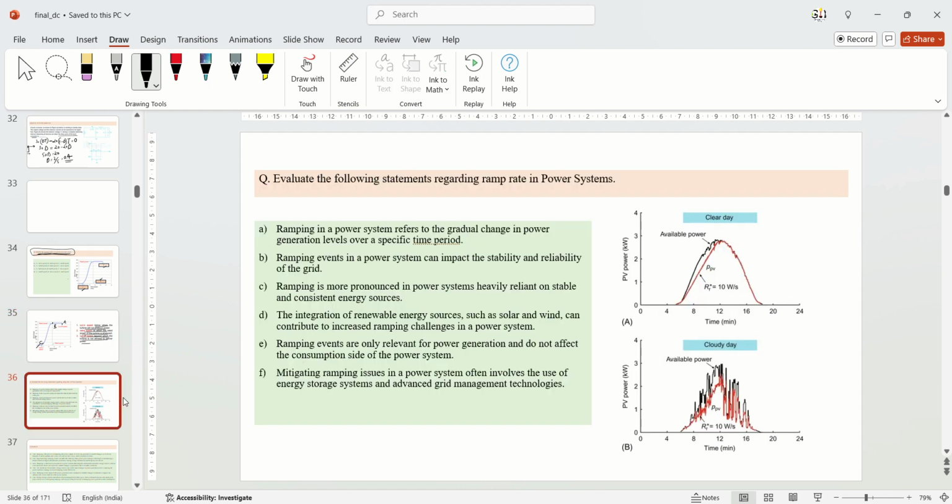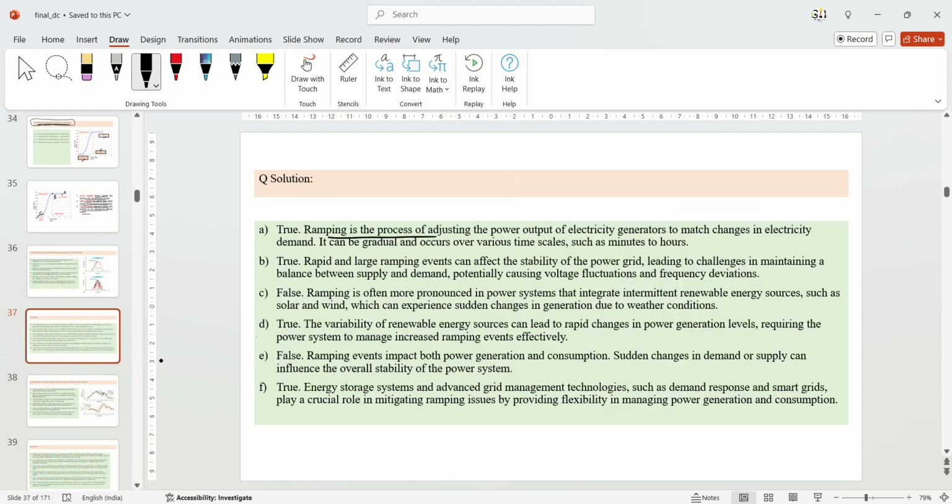Okay. So this is a question related to the capacity ramp rate. I'm not giving a few minutes to solve this question; I will just read out the statements which are correct. Ramping is the process of adjusting the power output of electricity generation to match the changes in electricity demand. It can be gradual and occur on various time scales, such as minutes to hours. And true, rapid and larger ramping events can affect the stability of the power grid, leading to challenges in maintaining the balance between supply and demand.